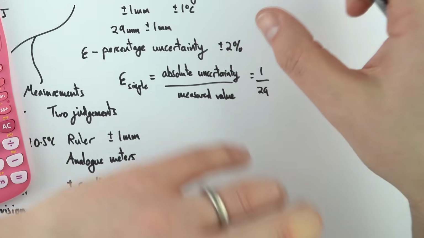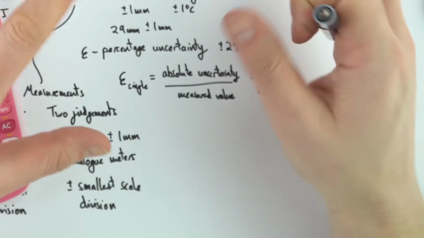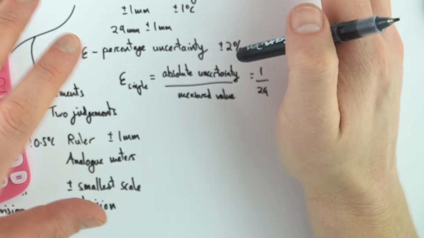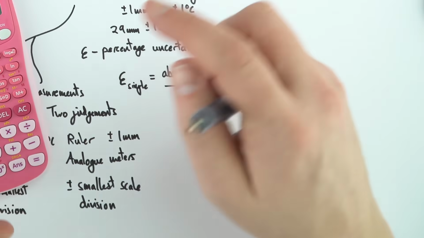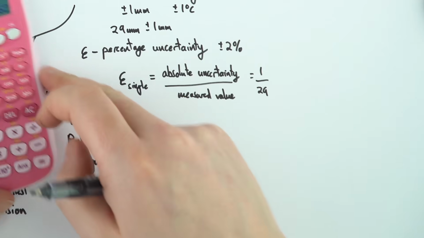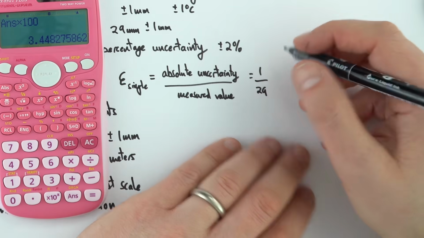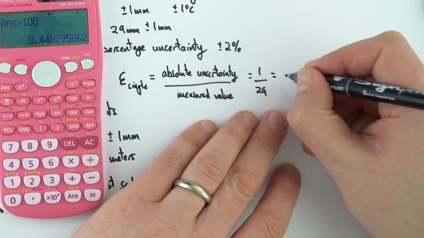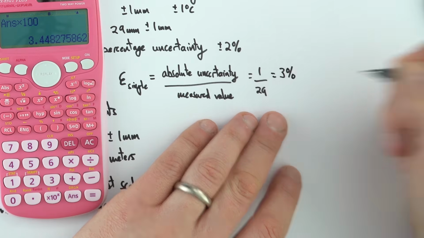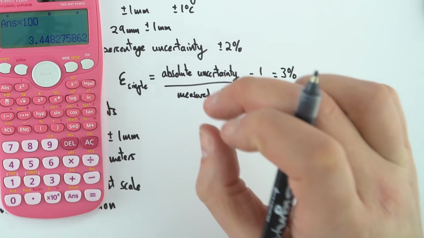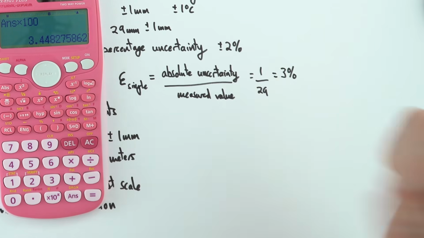Now, the whole thing about dealing with errors is this is just a way of trying to quantify our experimental data. And the method we use is kind of a rough approximation. So although it's 3.44827, I say that probably with this, we can say that's going to be equal to 3%. Okay, so that's how we can look at the uncertainty as a percentage of a single reading.